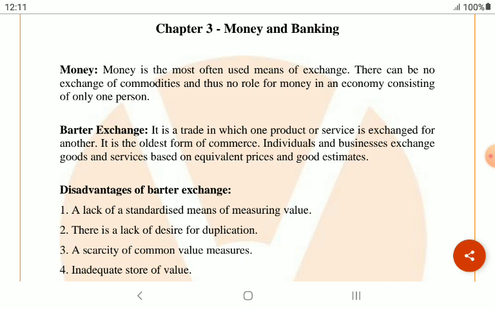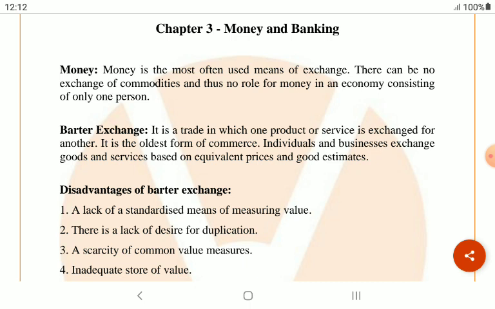Next is barter exchange. It is a trade in which one product or service is exchanged for another. You exchange one product or service by taking another product or service from them. It is the oldest form of commerce, as you know. You may have heard about the barter system in your social science subjects. Individuals and businesses exchange goods and services based on equivalent prices and good estimates.